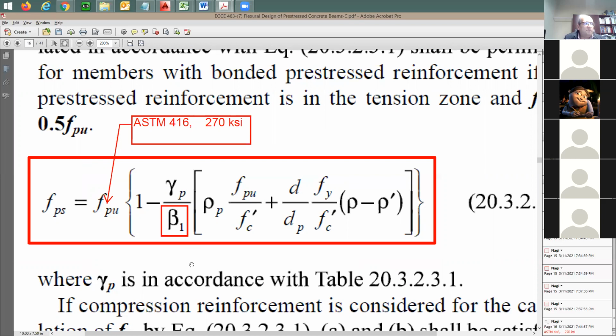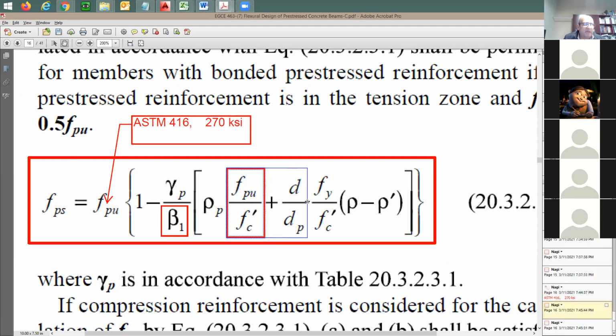I said, okay. How about this FPU? Do you have FPU? Yeah, right. Give me this value. I have it. I know this. And F prime C, do you have it? You hear about it? Yeah, we know this value here. How about D and DP? We have D and DP, right? Good. I also have this covered. How about F sub Y, it's going to be for the conventional steel, the regular rebars, and between F prime C? Yeah, I have this, right? I have all of that.